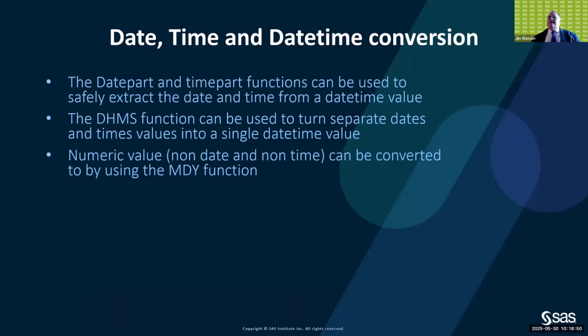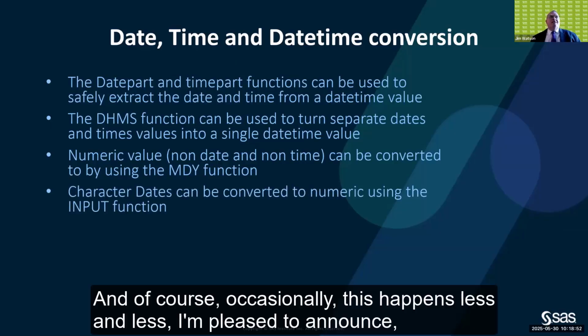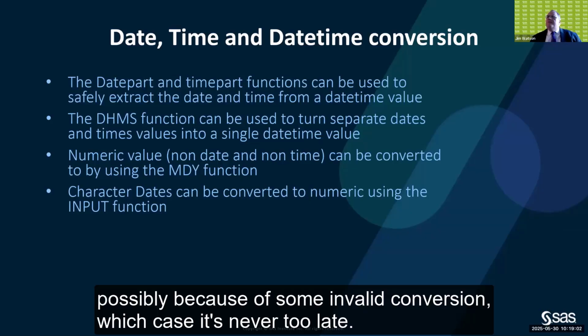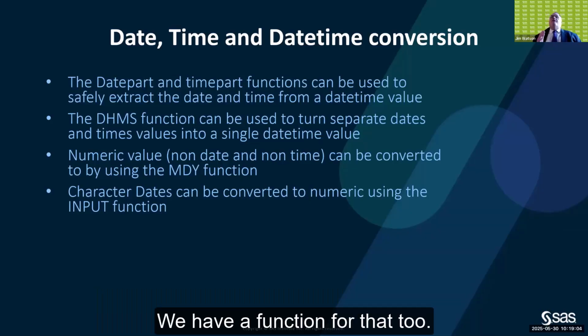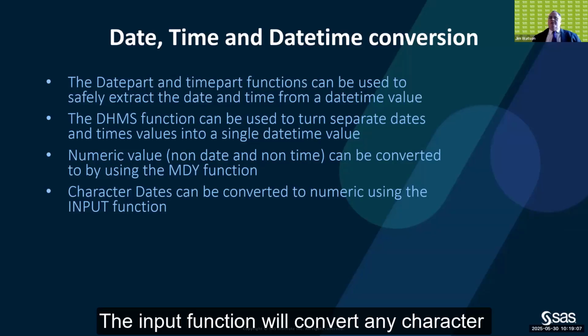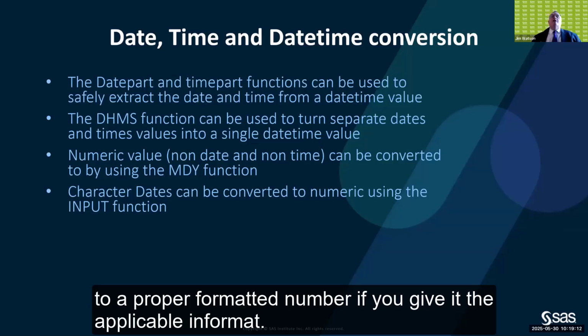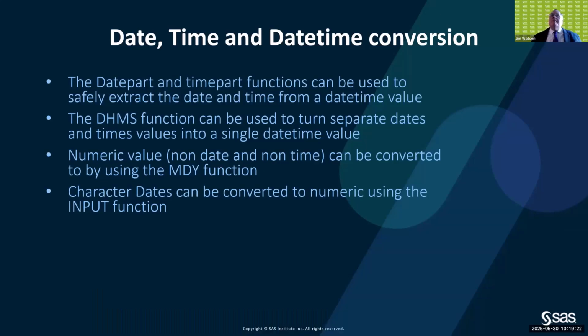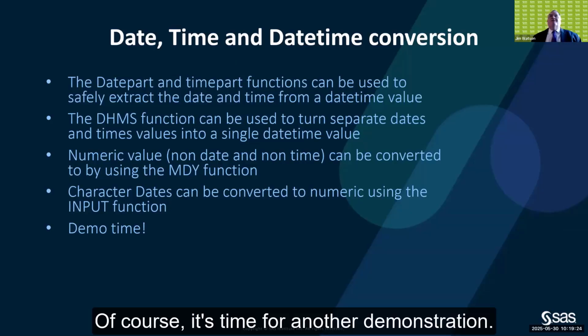And of course, occasionally, this happens less and less, I'm pleased to announce, but you do occasionally see a date or a date time value appearing as a character value, possibly because of some invalid conversion, in which case it's never too late. We have a function for that too. The INPUT function will convert any character value to a proper formatted number if you give it the applicable informat. By the way, the materials also give you the big list of all the informats relating to dates, times, and date times. Of course, it's time for another demonstration.